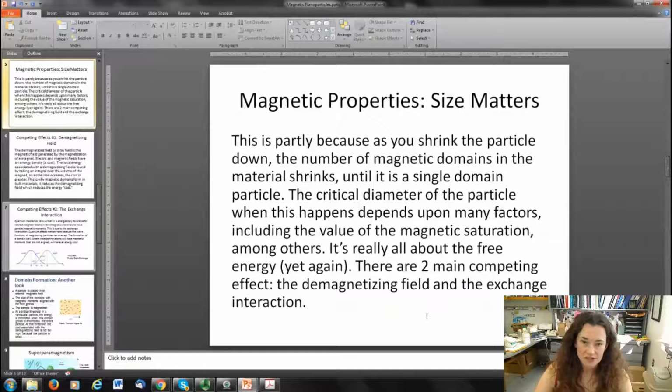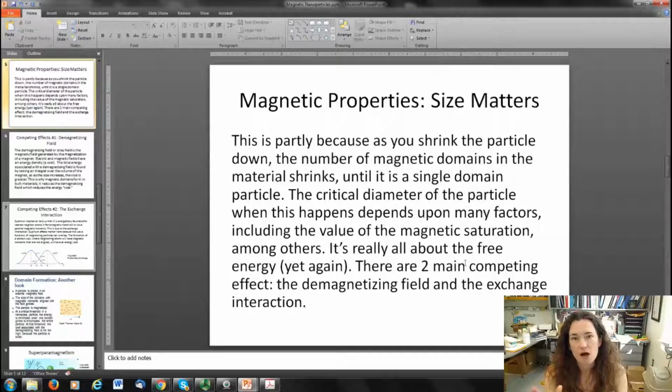So why does this happen? Well, this is partly because as you shrink the particle down, the number of magnetic domains in the material shrinks until it's a single domain particle, as we discussed. The critical diameter of that particle, when this happens, depends upon a lot of different factors. As you change the type of material and maybe even the shape of the nanoparticle, that value is going to change, partly because the magnetic saturation of the material changes, among other properties.